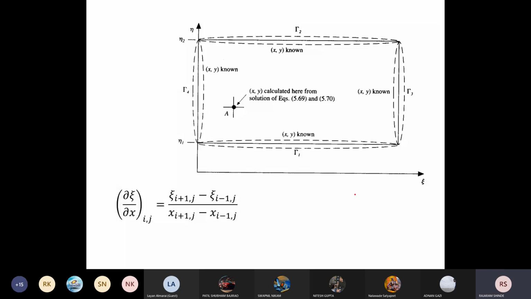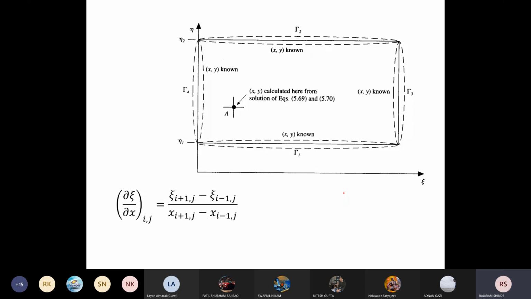So we can use elliptic grid generation for this. And how to solve this? We can solve this again by finite difference approximation. Finite difference approximation we can use for this one.